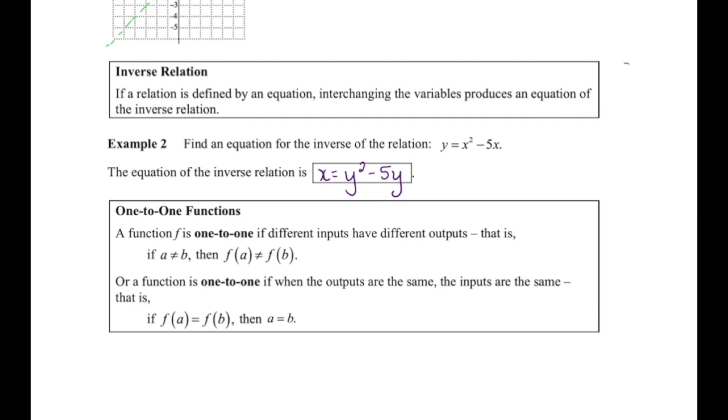A function is one-to-one if we have different inputs and have different outputs. That is, if we evaluate at a and b for our function and a and b are not equal to each other, then f of a and f of b should not be equal to each other. Or if a function is one-to-one and the outputs are the same, then the inputs are the same. So if we have the same result, we must have had the same variable put in to obtain that result. And let's see that in action.